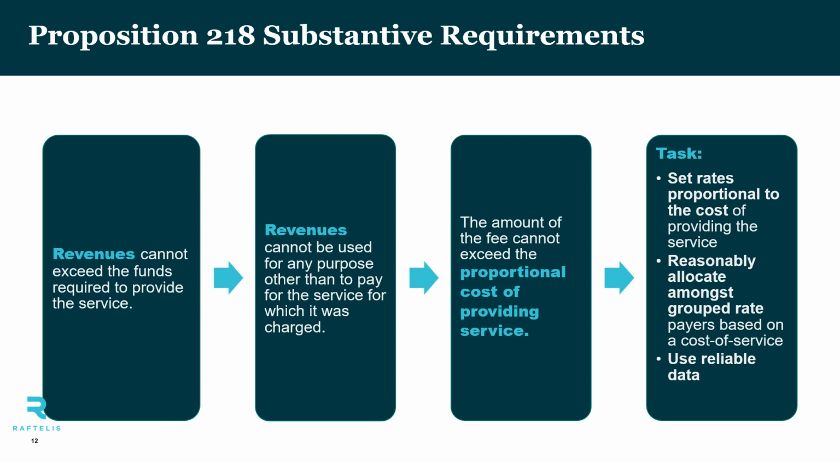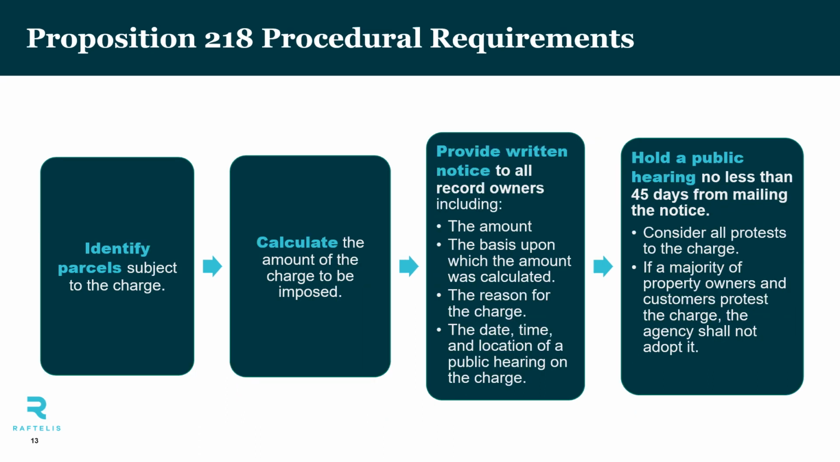Substantive requirements of Proposition 218 include that revenues cannot exceed the funds required to provide the service. Revenues cannot be used for any purpose other than to pay for the service for which it was charged, and the amount of the fee cannot exceed the proportional cost of providing service. The utility is tasked to set rates proportional to the cost of providing the service, reasonably allocate amongst grouped ratepayers based on a cost of service, and use reliable data.